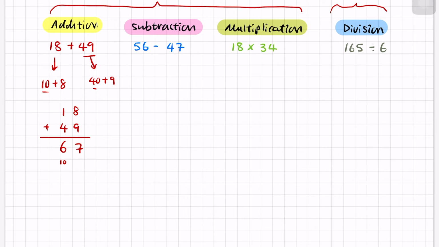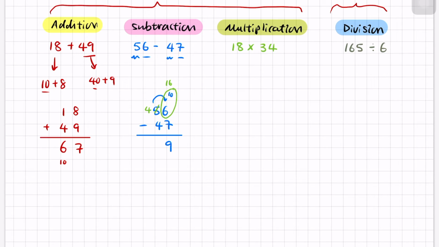Similar with subtraction. 6 and 7 should line up. 5 and 4 should line up. Looking at the ones column, 6 subtract 7 is not enough. So we exchange 10 from 50. Now there are 16 ones and 4 tens. Now we can work out the answer. 16 subtract 7 is 9. 40 subtract 40 is 0. Therefore, the answer is 9.